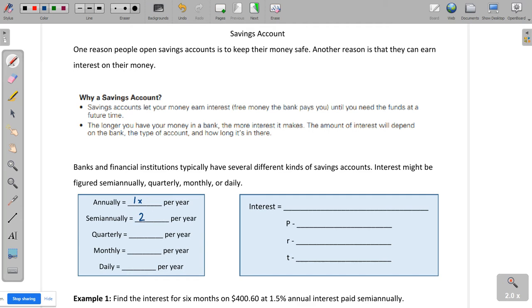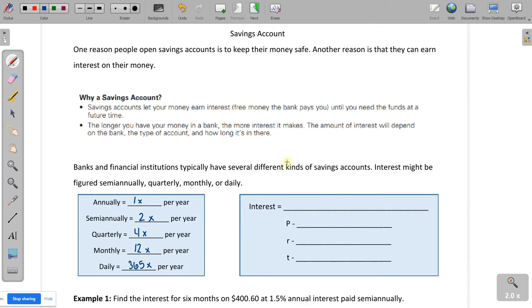Semi-annually is 2 times per year. Quarterly is 4 times per year. Monthly, there's 12 months in a year. And daily, we do 365 times per year.